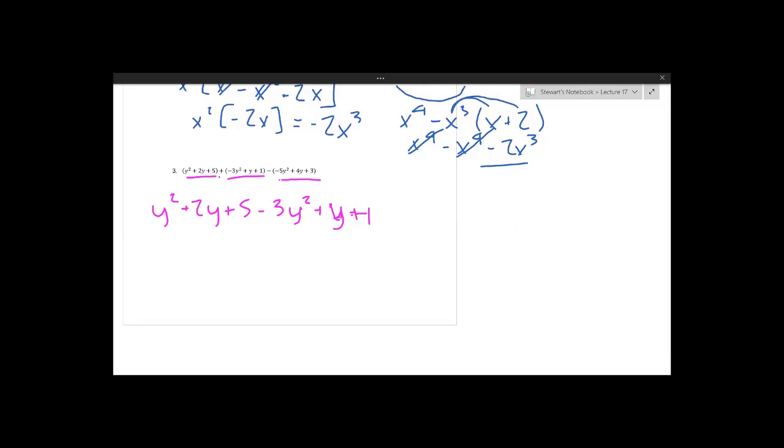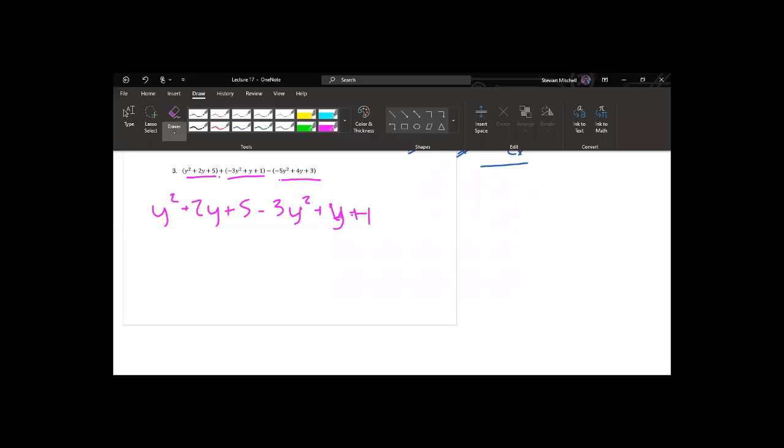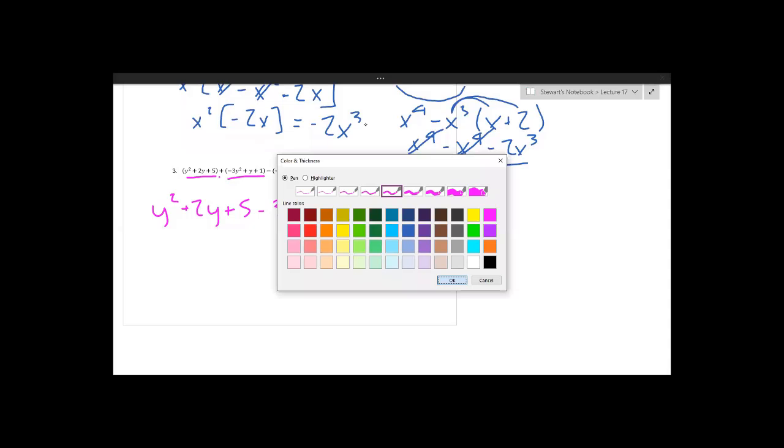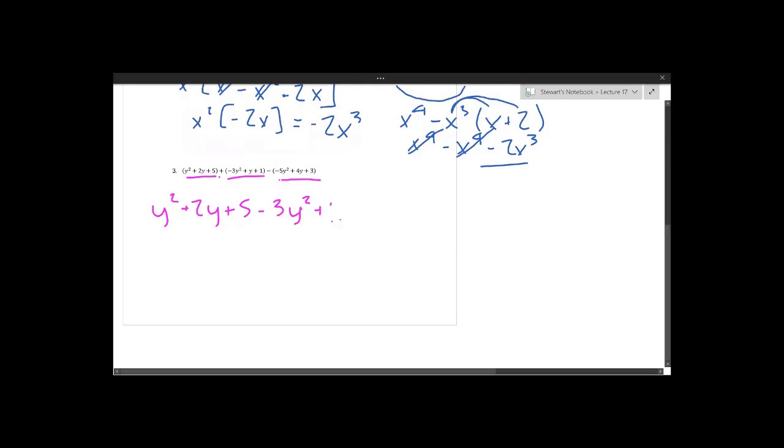Sorry, I don't know what happened there. Sometimes my stylus just likes to stop working for a minute. Okay, I think it might just be this part of the screen.